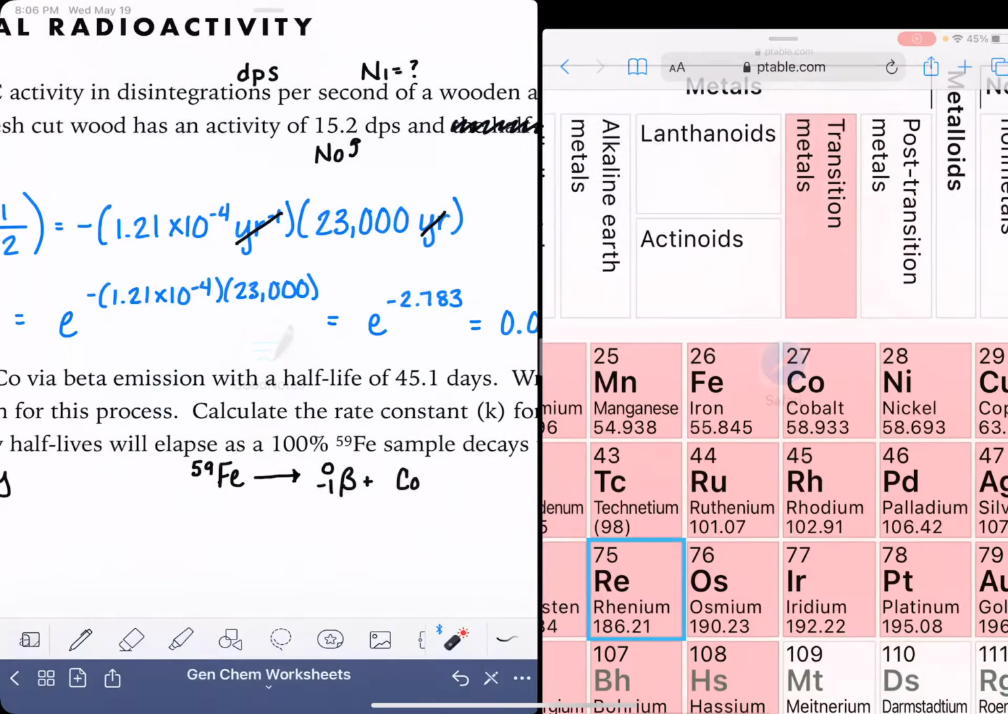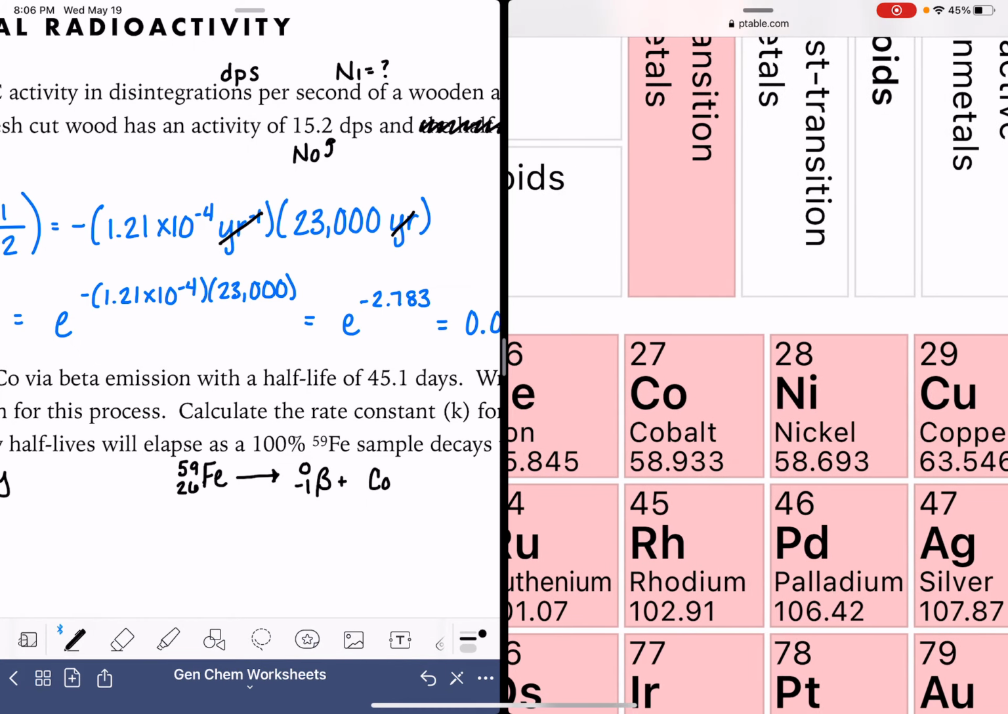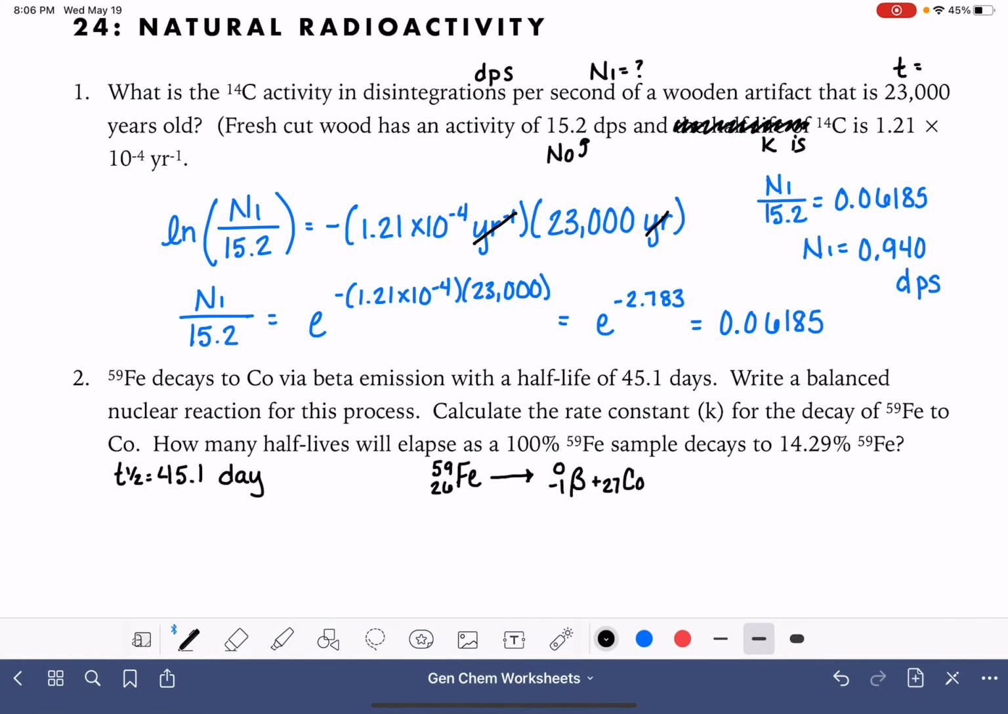Let's pull one up. Here is iron. Iron's atomic number is 26, so we'll fit that right there. Cobalt's atomic number is 27. Those numbers always come from the periodic table. And then for the mass number, we're going to calculate that. 59 on the left-hand side, which means our total mass on the right-hand side needs to be 59 as well. There's our balanced equation. We've got that done.